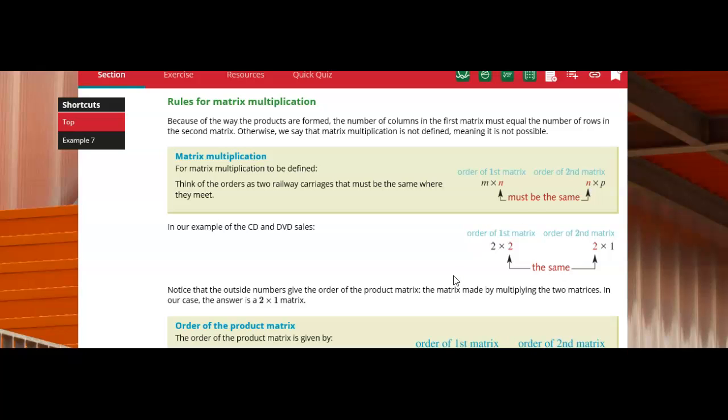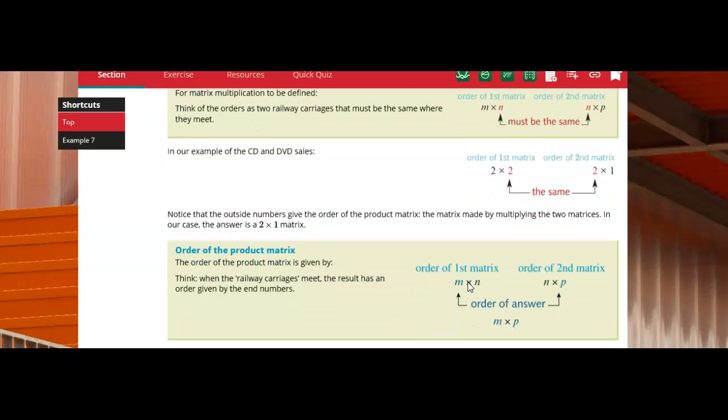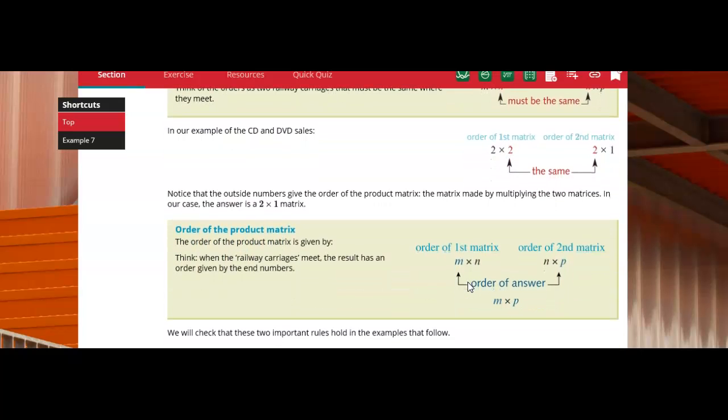So you can see here we've got just a 2 by 2 matrix and a 2 by 1 matrix. The number of columns in the first matrix is 2. The number of rows in the second matrix is also 2. Therefore, you can multiply them. If they weren't the same, they can't be multiplied. Okay, so we'll do a few examples so you can see that working.